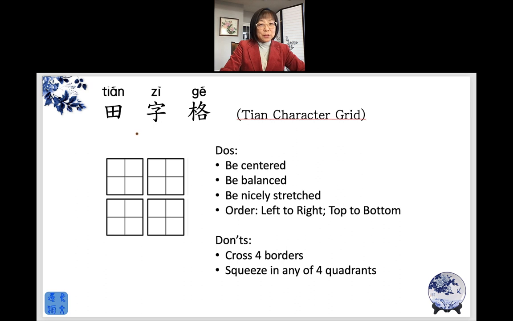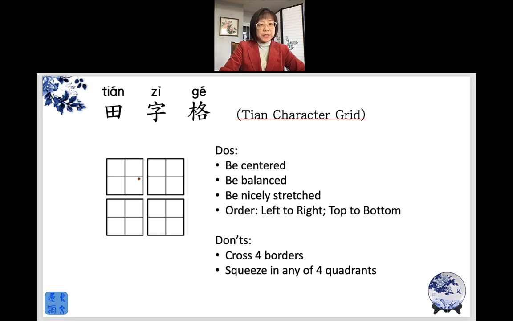To practice the writing, we're using 田字格. This character, 田, second tone, 田, the meaning is the field. In ancient times, it's always referred to crop field. If you look at the grids here, each one of them just like the character 田. So we call this 田字格, meaning 田 character grids.